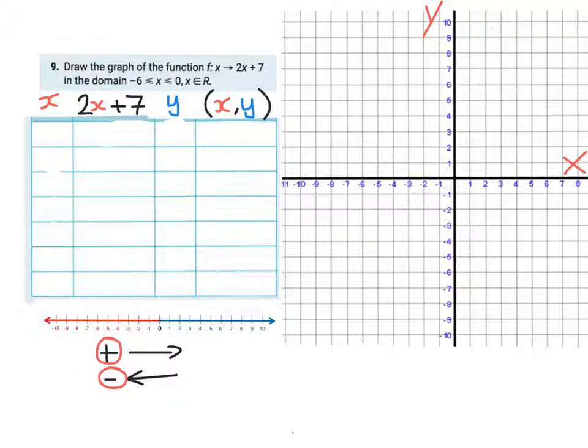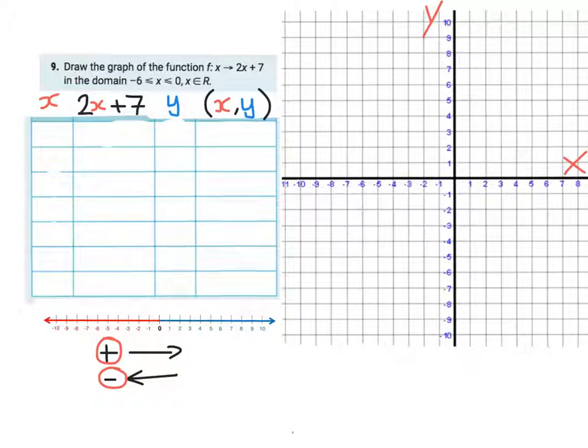Okay, so we're going to go through the question that we did in class today, which was to draw the graph of the function f of x equals 2x plus 7 in the domain minus 6 is less than or equal to x, which is less than or equal to 0, and x is an element of a real number, okay? So that's what that means here. This symbol means is an element of, and this means a real number, okay?